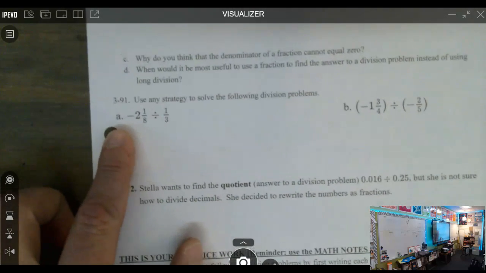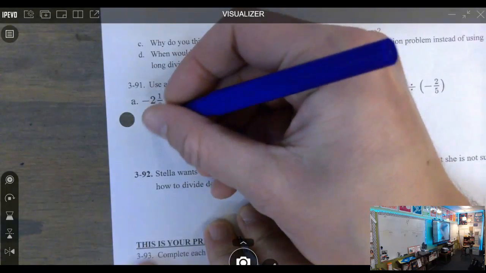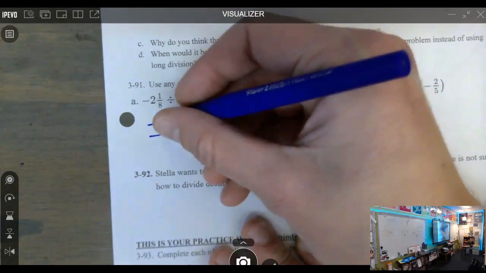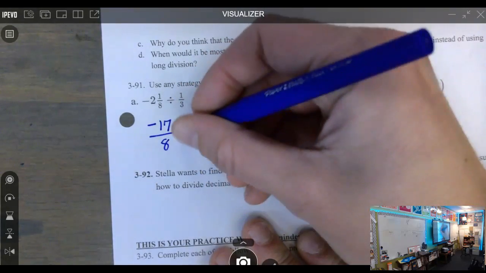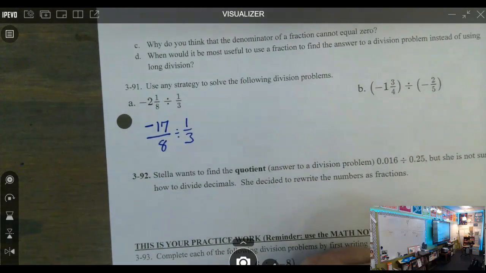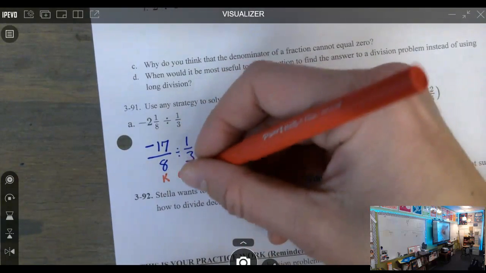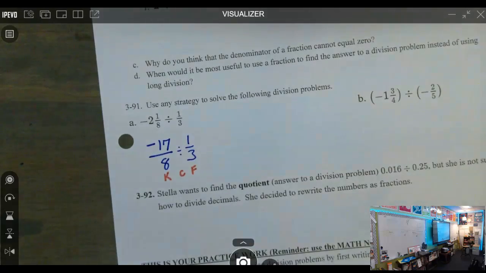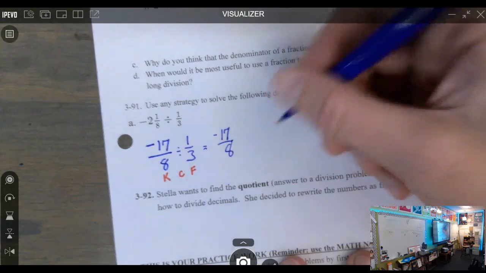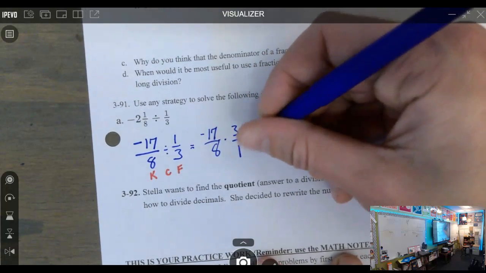So, what would we do first with that mixed number? Improper fraction. I would also put the negative in the top if I was you. So negative 2 times 8, 1 more. What do we do now? Keep, change, flip. Negative 17 over 8. I got some people not doing this with me. Times 3 over 1.